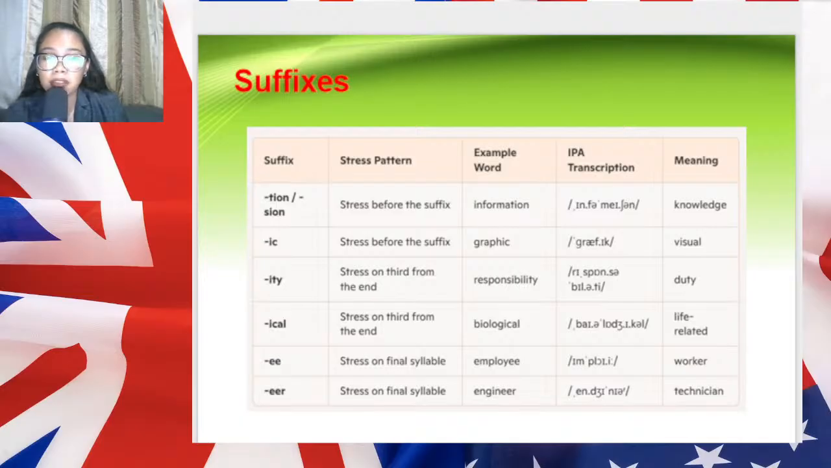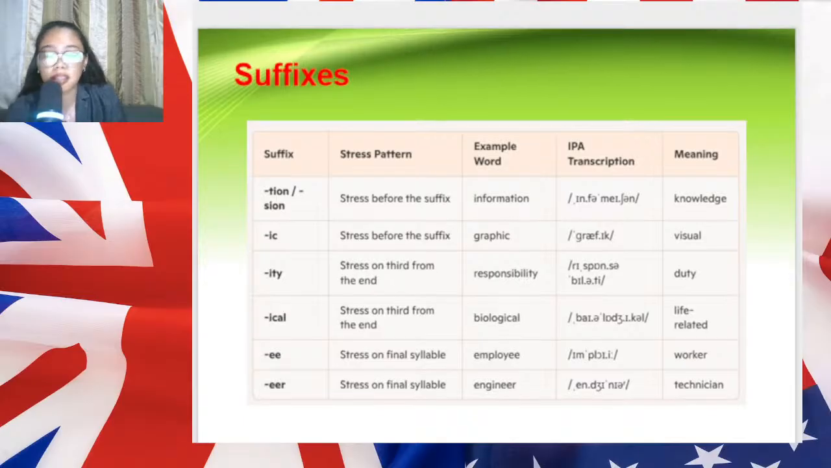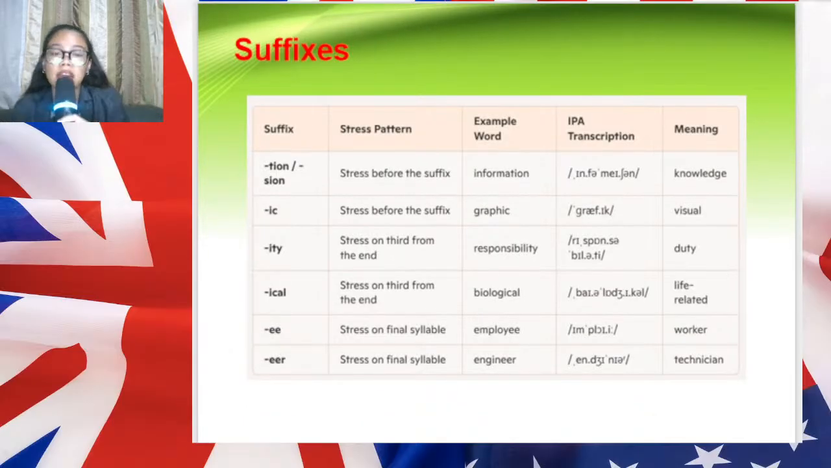What's the tip I gave you yesterday when it comes to looking at the IPA transcription? It's that you can check where the stressed syllable is by looking at the apostrophe. The symbol of stress in general in IPA transcription is the apostrophe. That's our guide when it comes to stressing a particular syllable in a word.